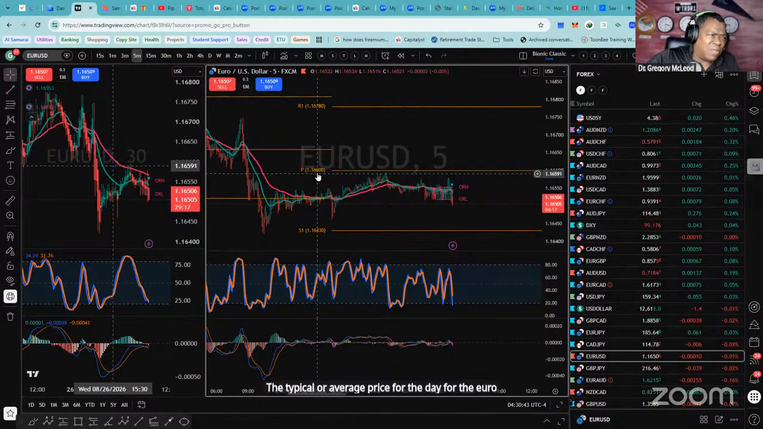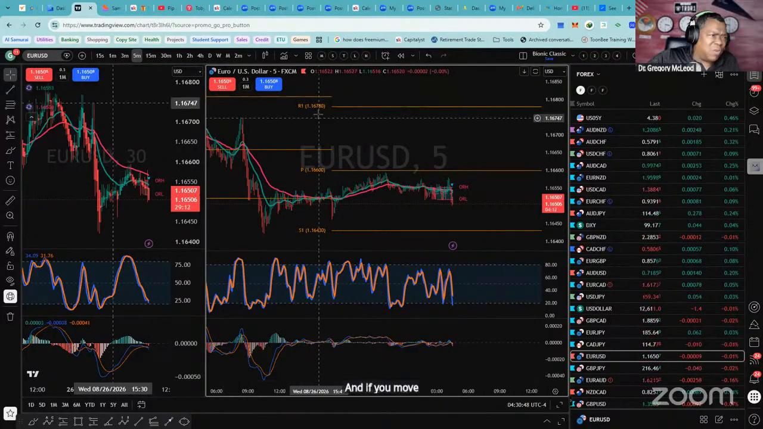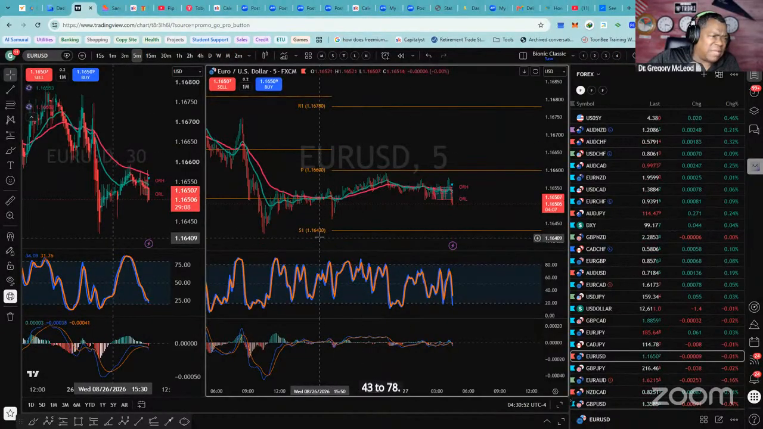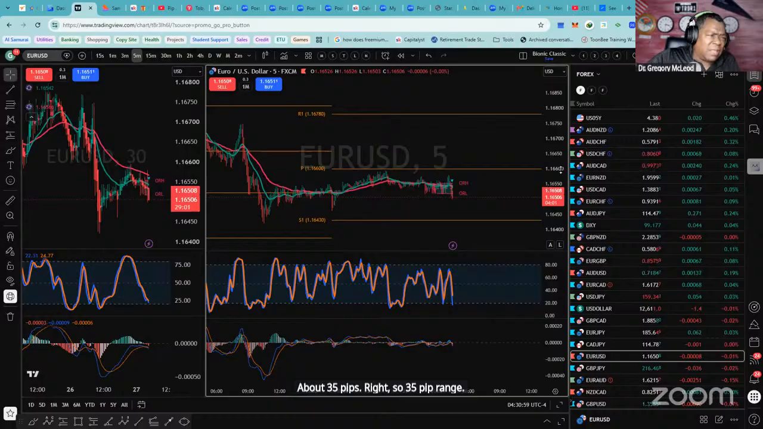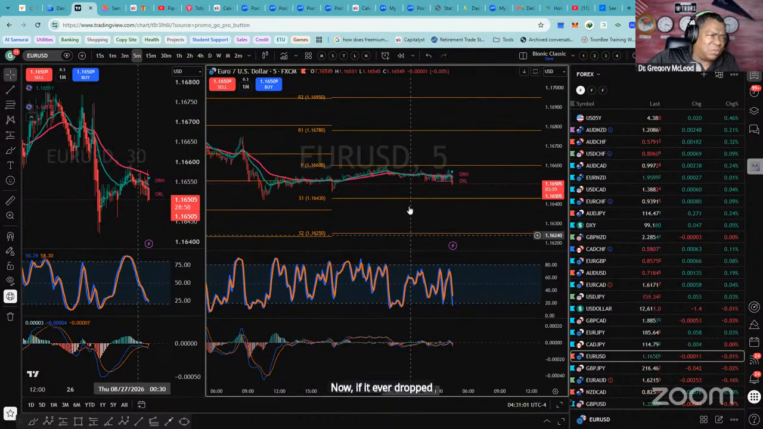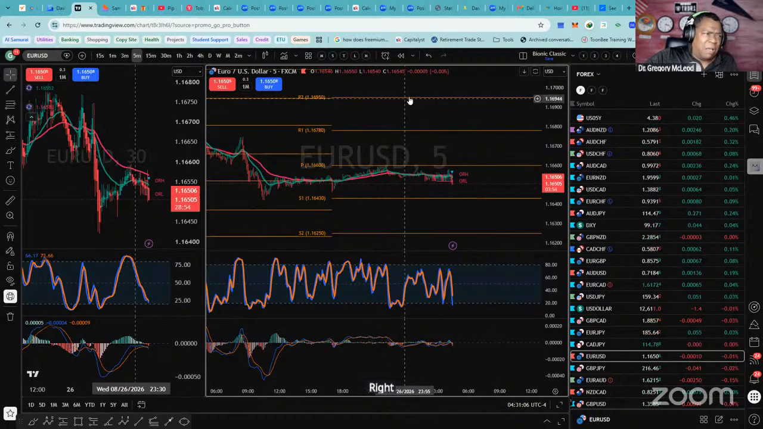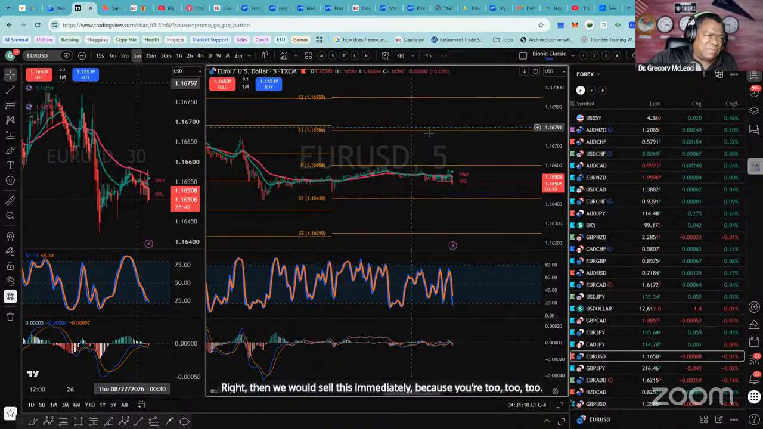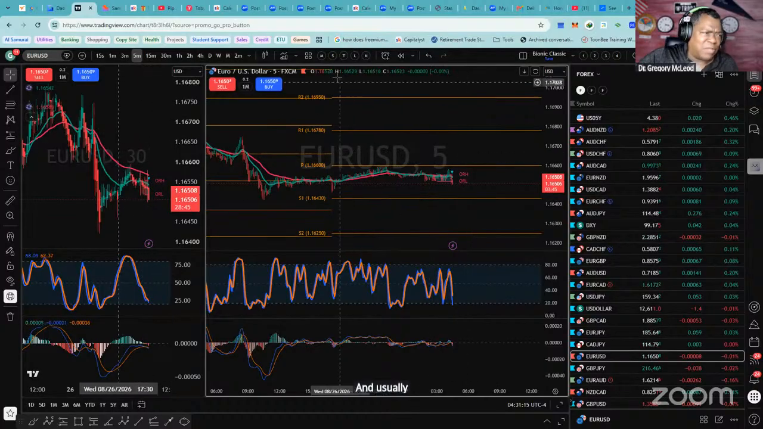One spot 16660. And if you move from S1 to R1, 43 to 78, what is that? That's 35 pips, right? So 35 pip range. Now, if it ever dropped to S2 or got as high as R2, right, then we would sell this immediately because you're two standard deviations above the mean, and usually have a mean reversion where price will revert to the mean.